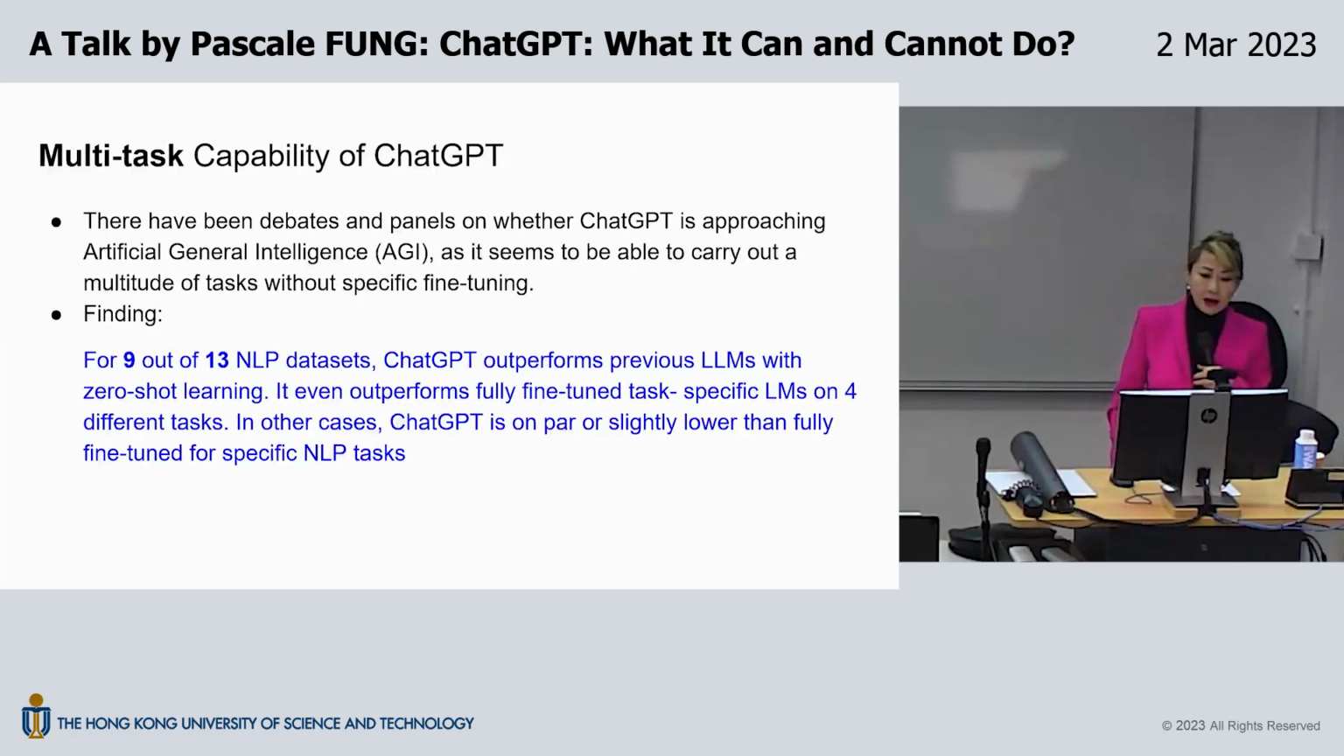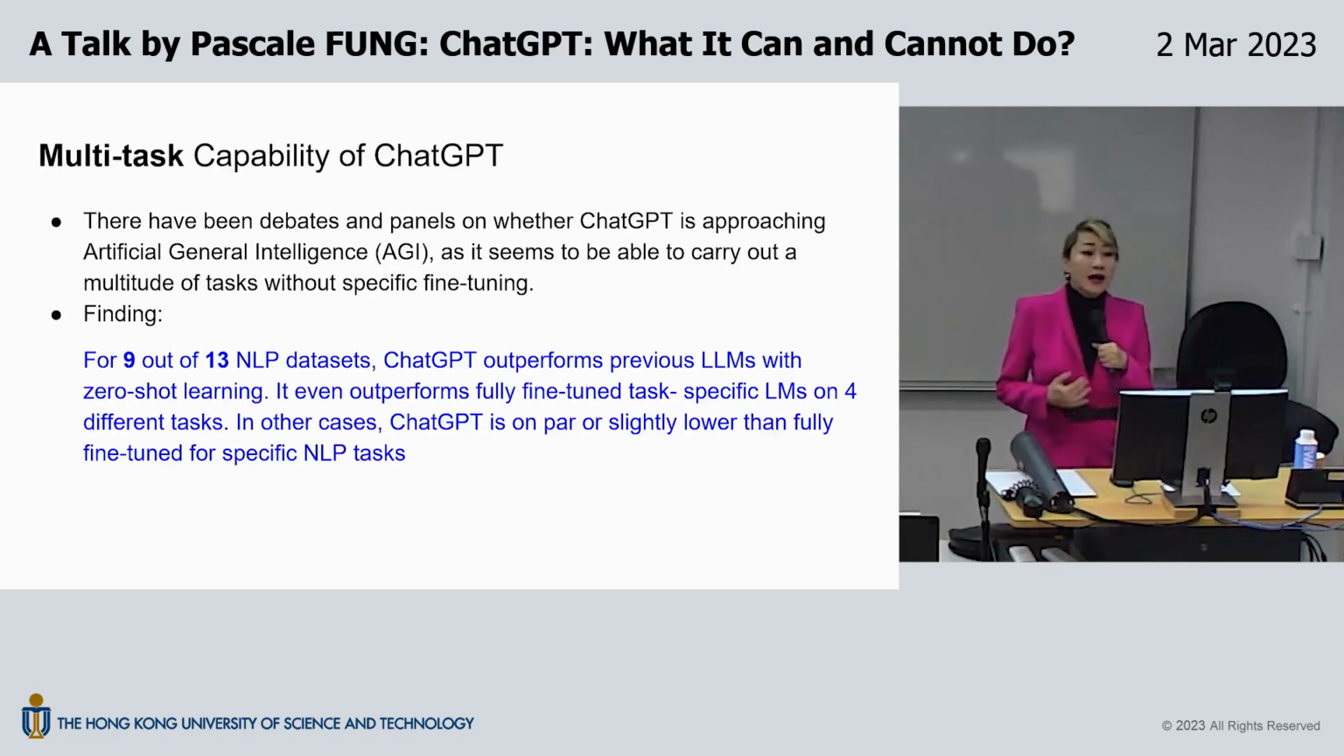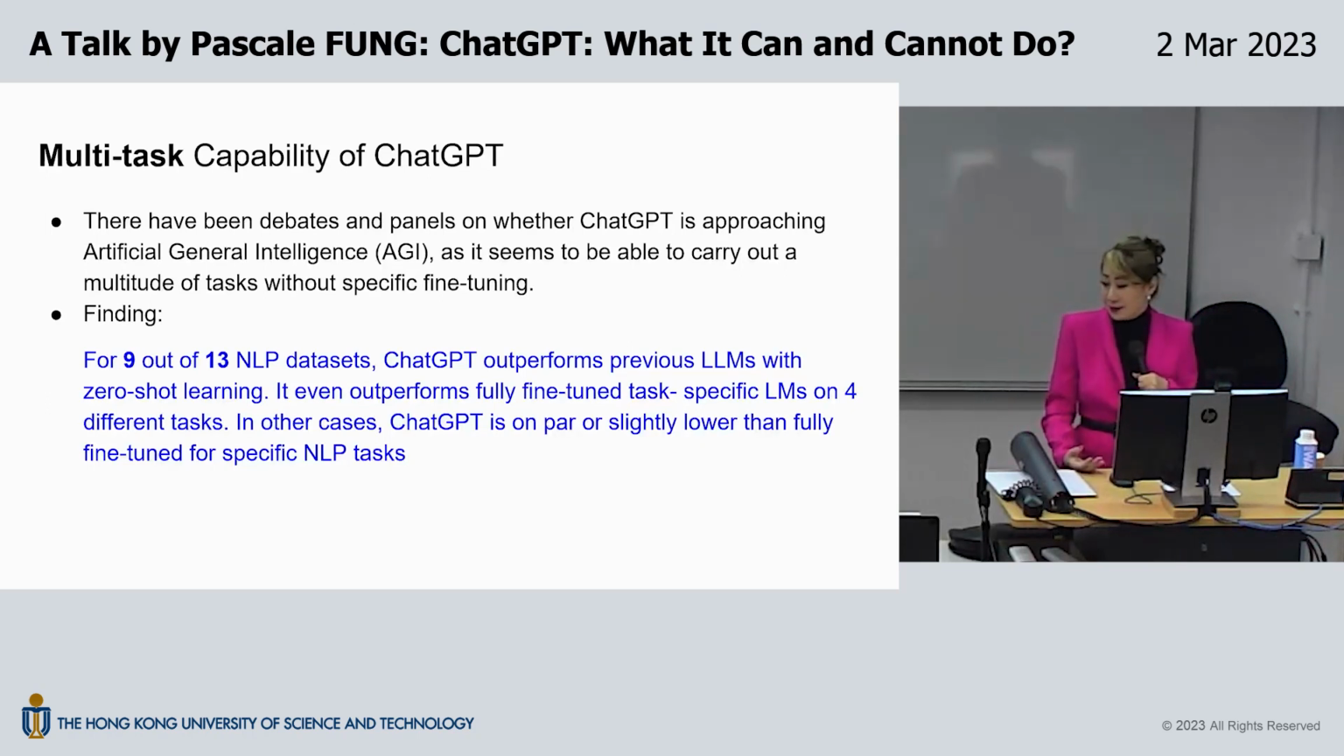So let's talk about what we have found. First of all, people say, oh, ChatGPT is multitask, right? It's artificial general intelligence, meaning it can do more than one task, right? Since GPT-3, that's probably the first time we see one model that can do more than one task.